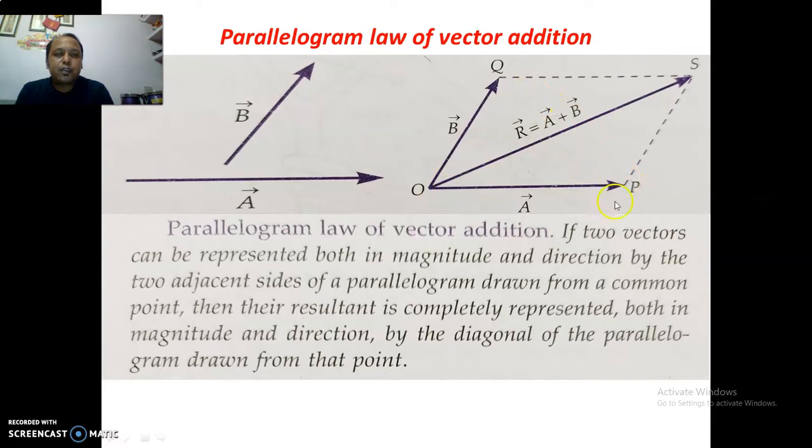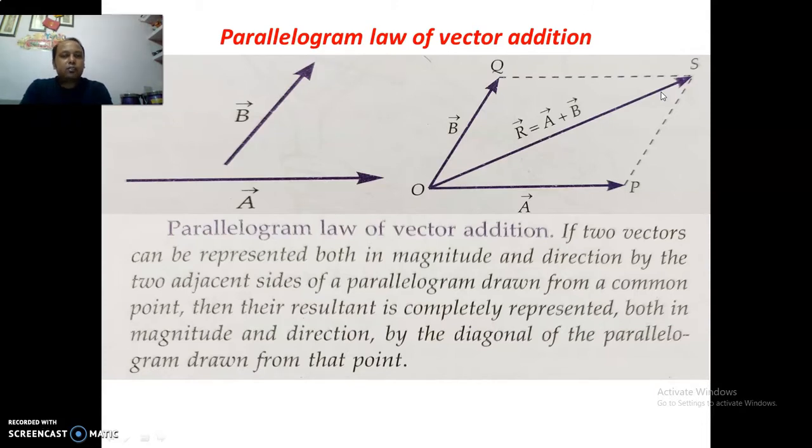One diagonal can be in between P and Q, but we have to take that diagonal which passes through the co-initial point. So the resultant vector is represented both in magnitude and direction by the diagonal of the parallelogram passing through the same co-initial point. Actually, you can see here, if the triangle law is correct, then parallelogram law will also be correct, because this vector B can be represented here also. And if this is represented here, then this vector R is the resultant of a triangle law of vector addition. So triangle law and parallelogram law, they actually represent the same thing.